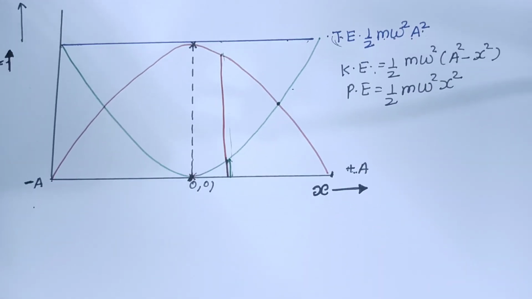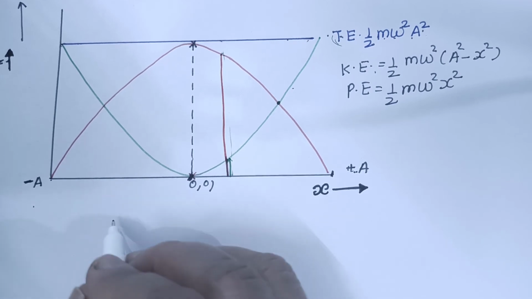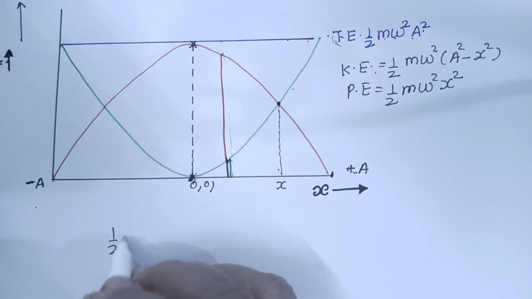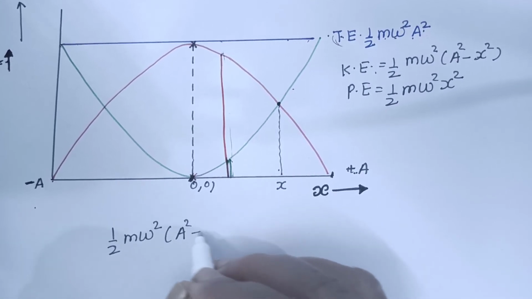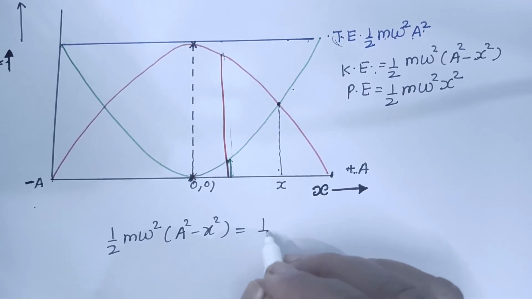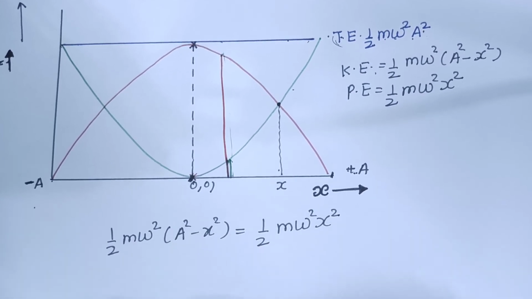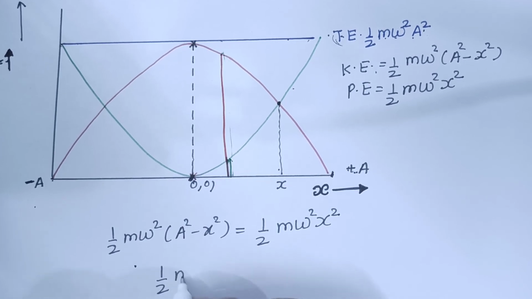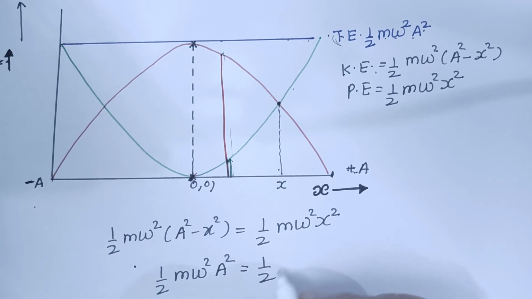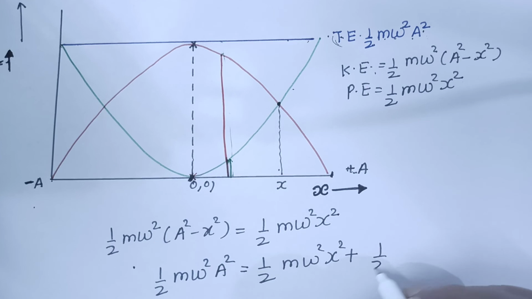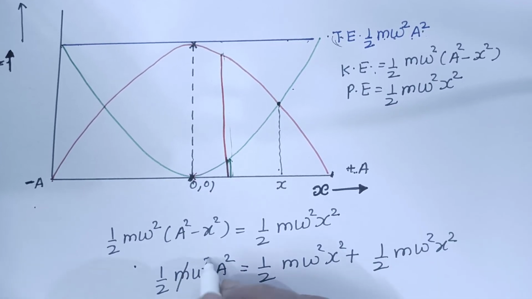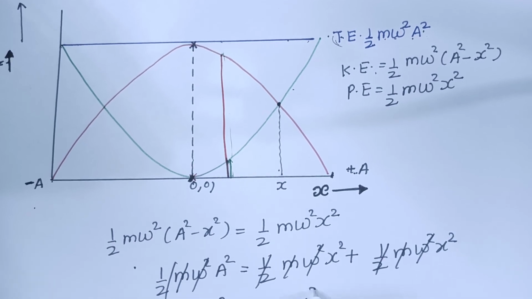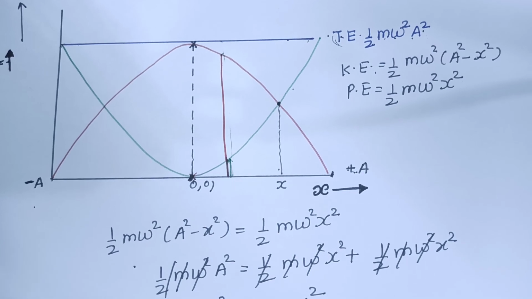So that point can be calculated by just equating the value of kinetic energy and potential energy. Let this point be x from the mean position. Then kinetic energy at this position will be half m omega square (a square minus x square), while potential energy will be half m omega square x square. So taking half m omega square x square on this side, we can write half m omega square a square is equal to half m omega square x square plus half m omega square x square. Now cancelling the terms m and omega square and half, we can find a square is equal to 2x square, or x is equal to plus minus a by root 2.